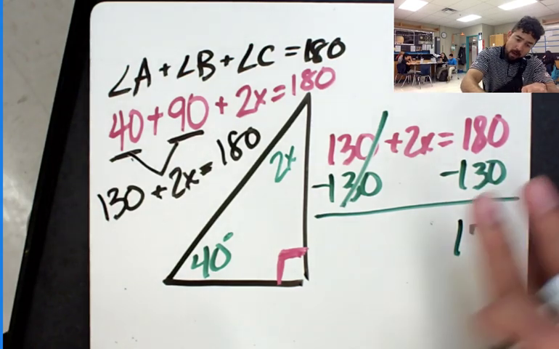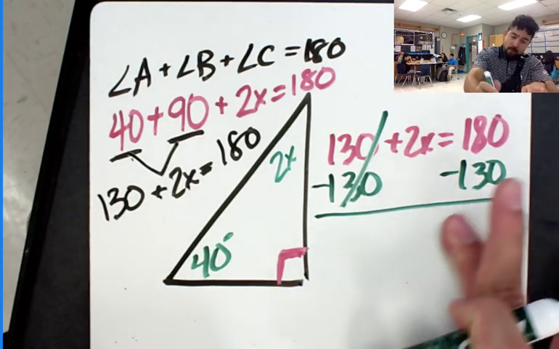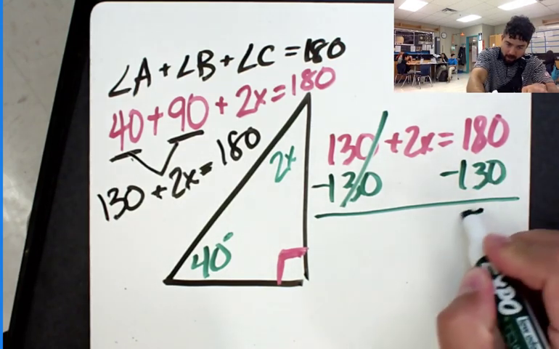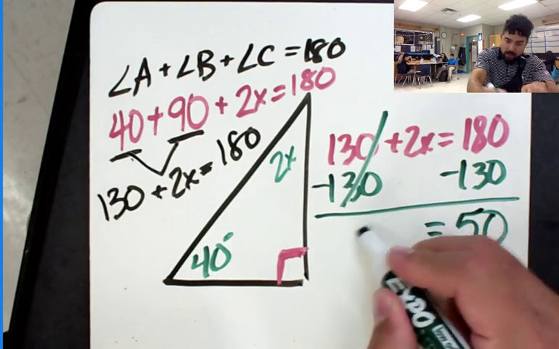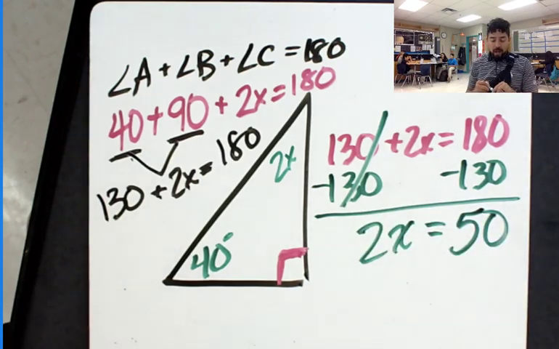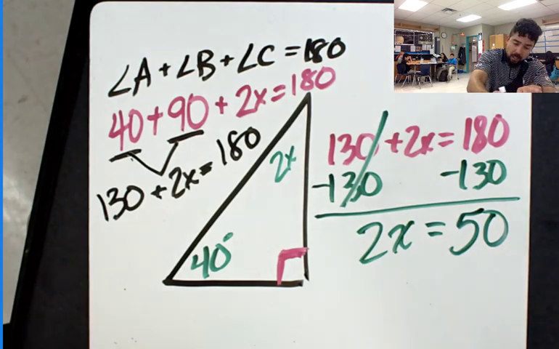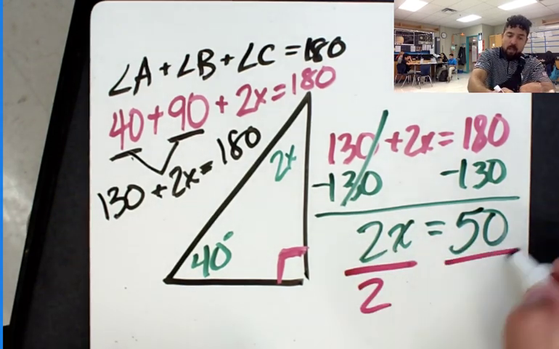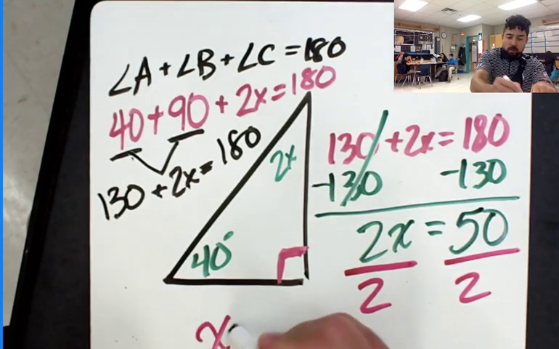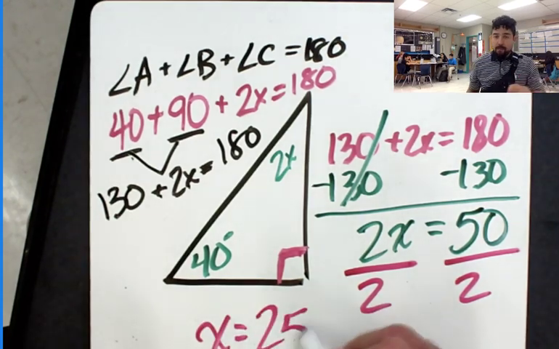Ooh, I almost followed you down that path. 50, thank you. It's okay, a little mental mistake. 2x equals 50. What do we do next? We're going to divide both sides of the equation by 2, and then we get x is equal to 25.